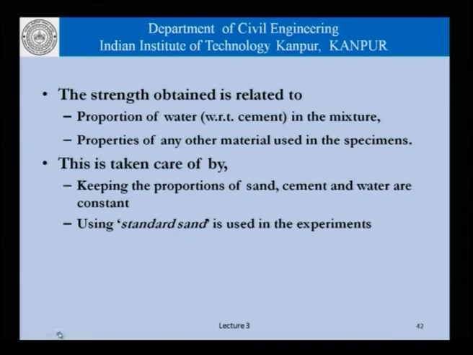The strength obtained, we will discuss this later, is related to the proportion of water with respect to cement, that is the water cement ratio which we know in the mixture, and the properties of any other materials that are used in the specimen.